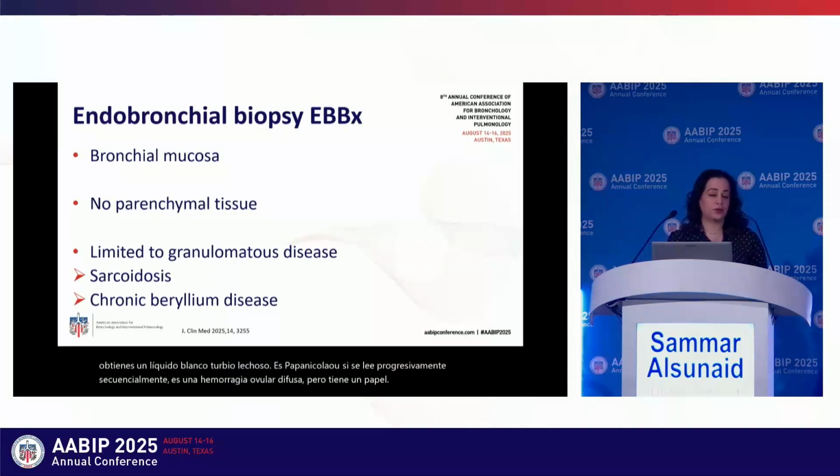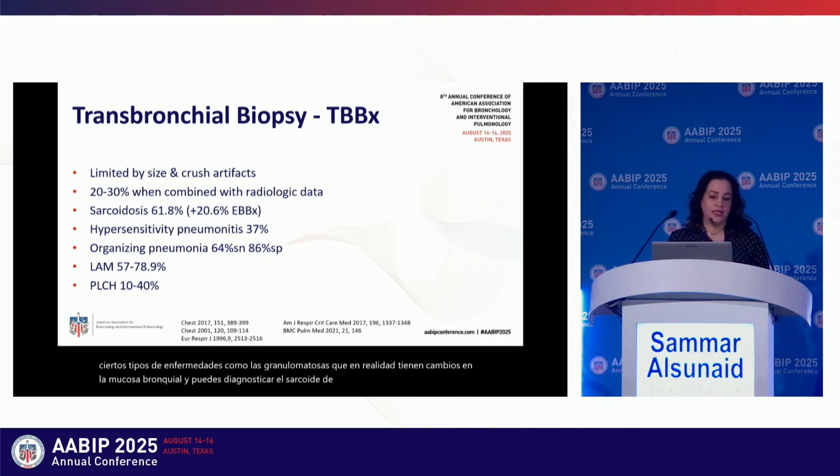Next, you would do endobronchial biopsies. So you're getting bronchial mucosa, you're not getting parenchymal tissue, which is where most of the ILDs live. But you do have certain types of ILDs, like granulomatous diseases, that actually have changes on the bronchial mucosa, and you're able to diagnose sarcoid in this way. So it is recommended in those cases.